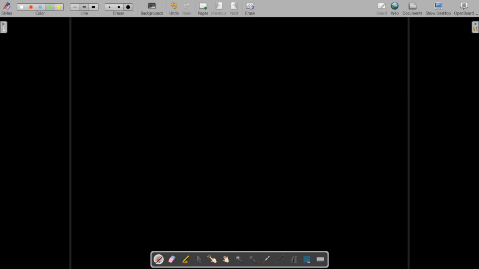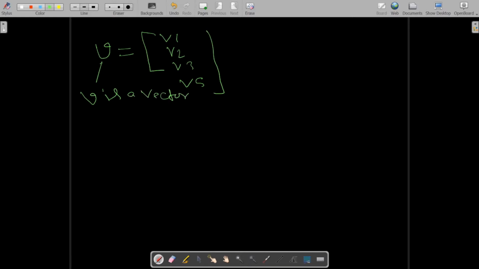Let's go to some basic concepts of vector. So what is a vector? So take one example. This is a vector, and this is v1, v2, v3, up to v5. So this particular vector v is a vector of 5 dimensions, because we have 5 elements here.